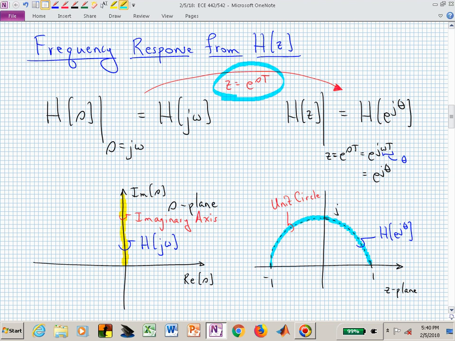H of j omega in general will be a complex number. You can find its magnitude, take 20 log of that, and that's your magnitude plot for your Bode plot. You can look at the phase of that complex number at each frequency, and that's your phase plot for your Bode plot. I did get a question on the quiz: do we need to be able to sketch a Bode plot? I would like to say yes if you're an ECE student. You should be able to, but you probably won't have to on exam number 1. Okay?